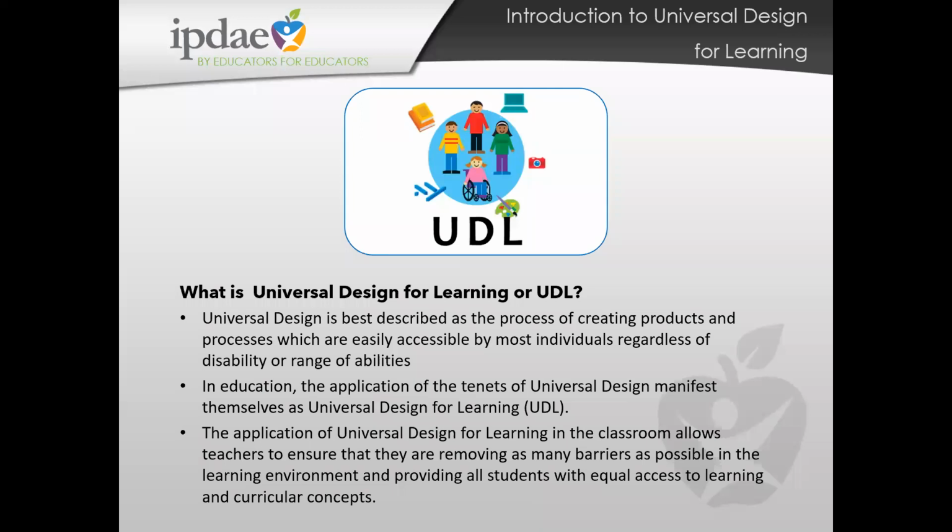As we begin our webinar today, I'd like to begin with a question. What is universal design, and how can we as educators apply it in our classrooms? The University of Washington defines universal design as the process of creating products that are accessible to people with a wide range of abilities, disabilities, and other characteristics.